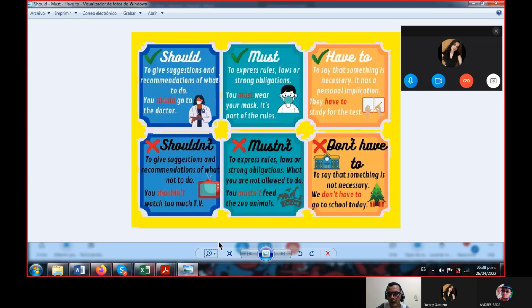En un have to ya cambia un poco. Ya expresa algo que no es necesario. Para utilizar el have to en negativo, ya lo utilizamos to say that something is not necessary. Para decir algo que no es necesario hacer. For example, we don't have to go to the school today. Tú no tienes que ir a la escuela hoy. Tú no tienes que ir al colegio hoy. ¿Ok?